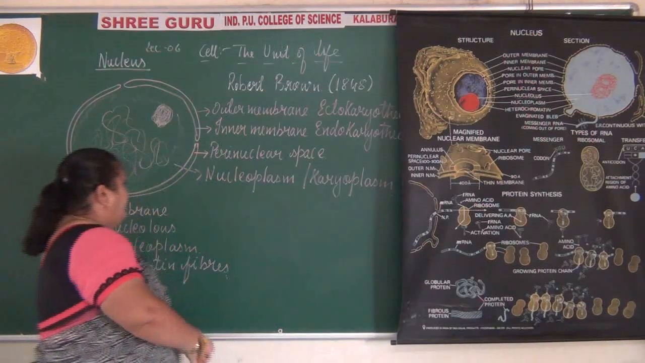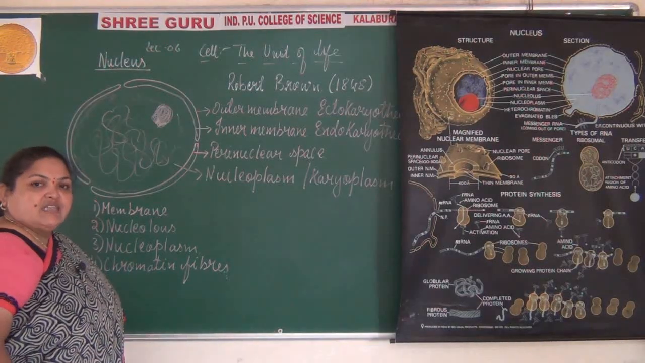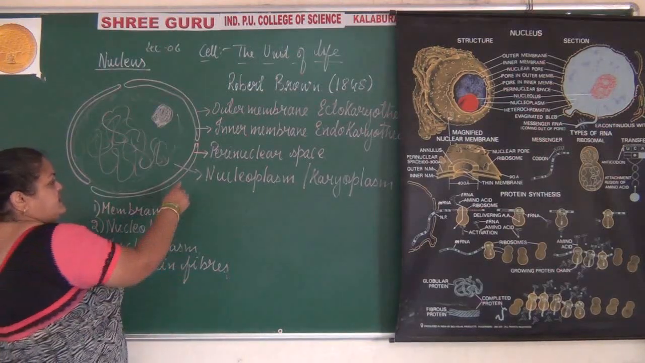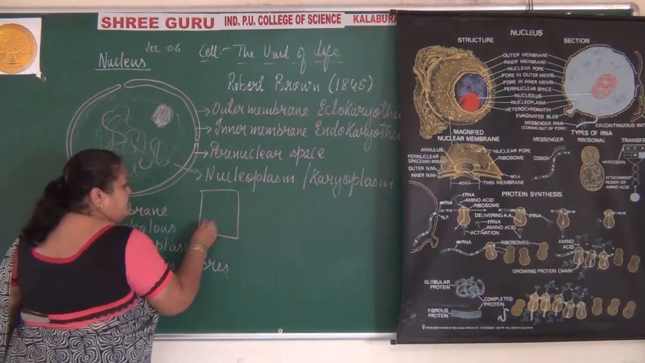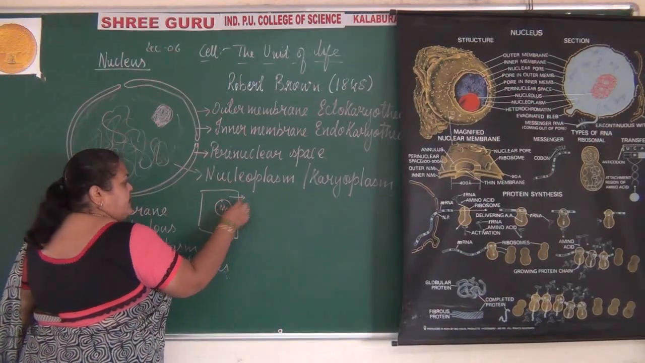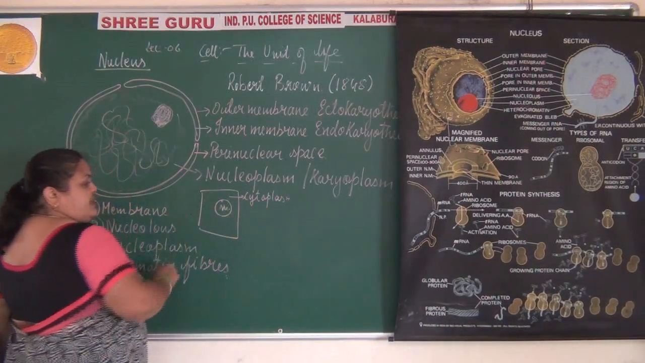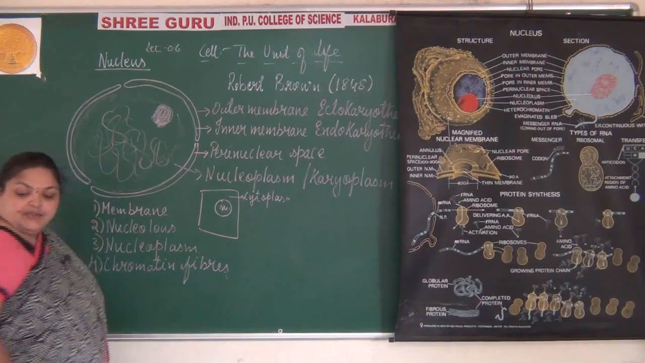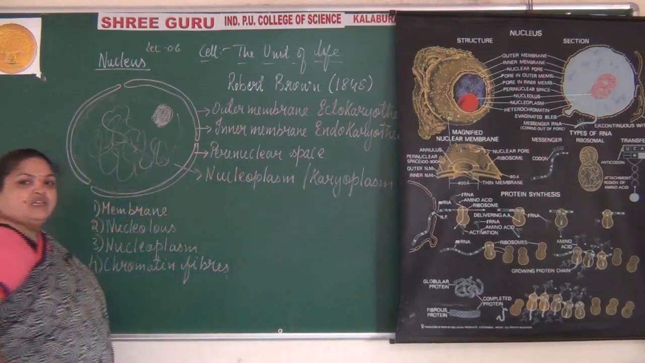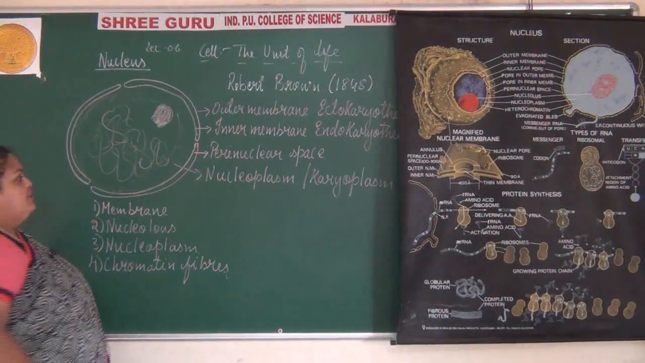Or we can say that this is the membrane which separates the content of the cytoplasm and the content inside the nucleus. This is nucleoplasm and this is cytoplasm. So it is separating the components of the nucleus and the cytoplasm. So the fluid material that is present inside the nucleus is the nucleoplasm, also known as karyoplasm.